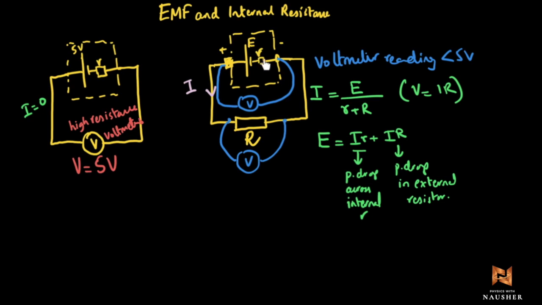But when the current went through this internal resistance, some volts got dropped over here, because whenever current flows through a resistor, there will be some voltage drop. So as a result, what happened? The voltmeter reading was not showing you 5 anymore.